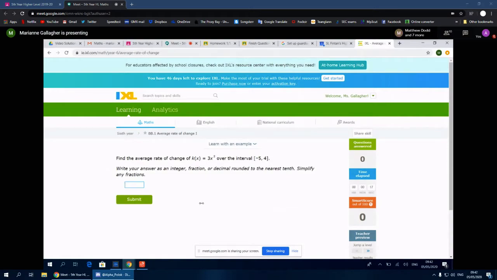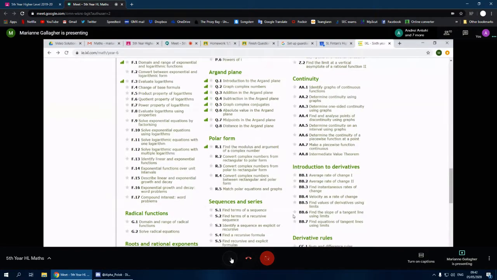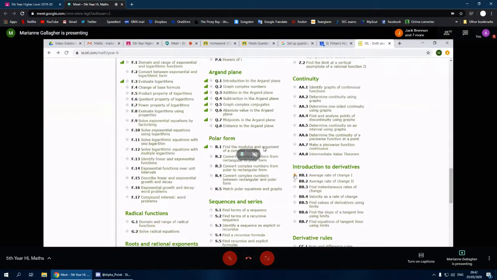So do you all have your IXL login details? If not, I can give them to you now. I could see if I can log in. I can pull them up here on the screen if you don't. Let me assign this to you guys. Oh, never mind, I'm logged in.